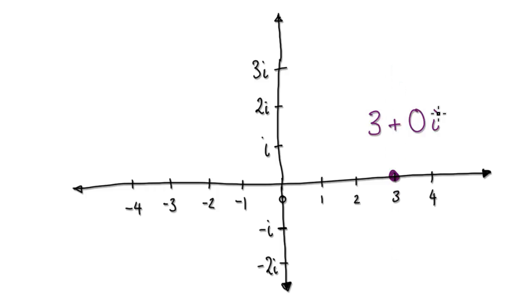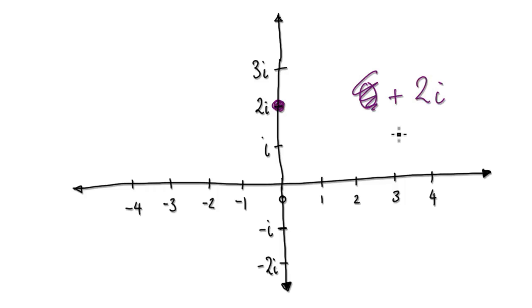This here is a number, but we don't bother writing 0i. We would just write 3. So this number is 3. You see, this number here is a complex number. The real component is 0 plus the imaginary component will be 2i. But we don't bother writing 0. We're just going to write 2i. This here is a number here. This is actually a number. Right here is a number.